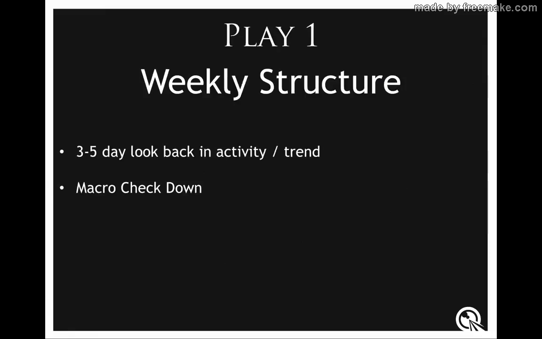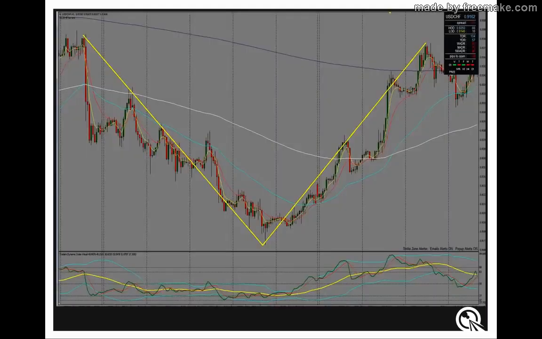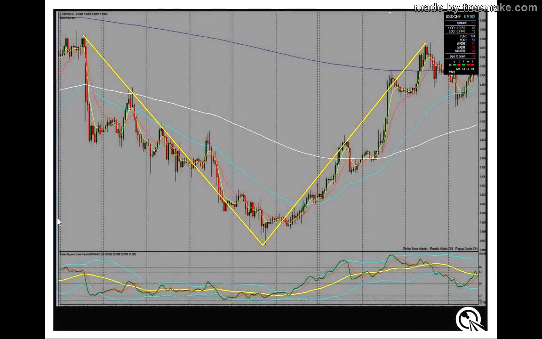Now, identifying the weekly structure is as follows. What we're doing is we're looking from an hourly chart, and we're taking a look back at activity for the last 3 to 5 days to determine what the trend has been. Okay, now here we have it playing out on the chart. Notice here that the high was set here, and we have 1, 2, 3, 4, basically 5 days of directional trend or drop, followed by a midweek reversal with 1, 2, 3, 4 days of rise. These are prime candidates to identifying what our weekly structure should look like.